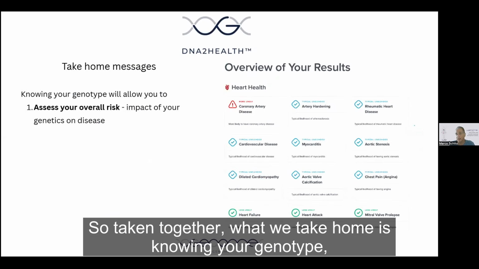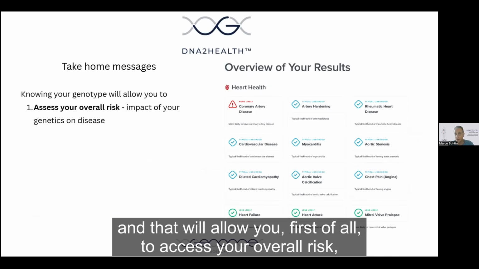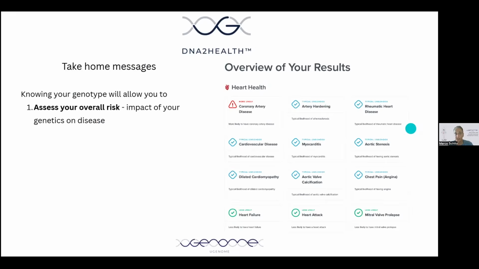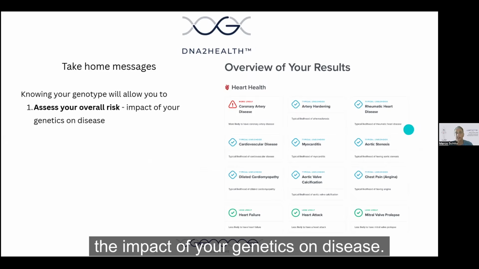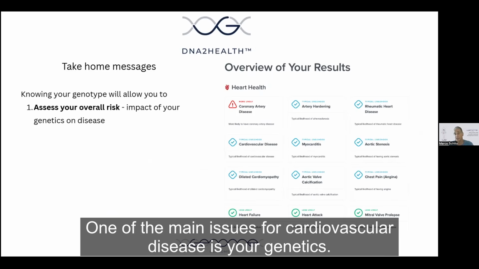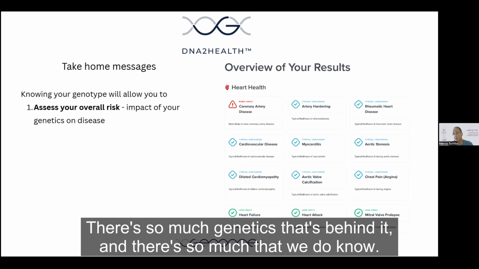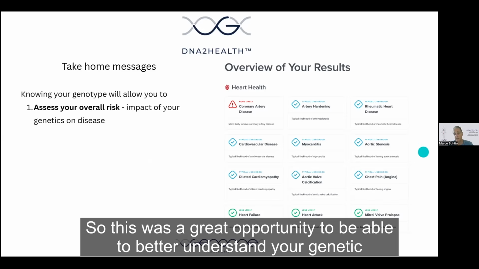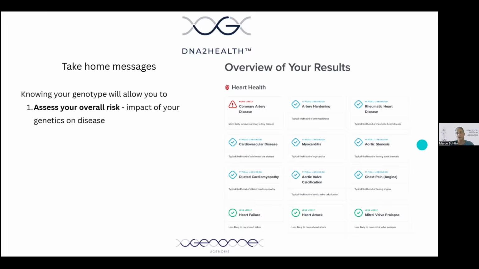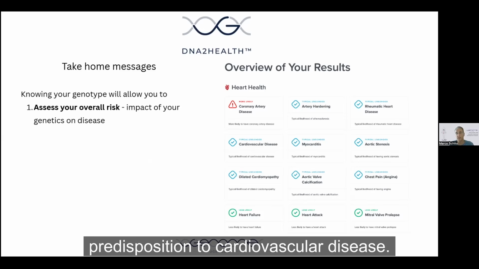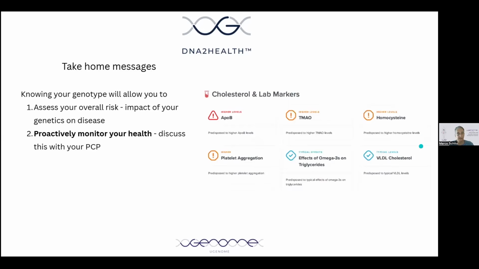So taken together, what we take home is knowing your genotype, and that will allow you, first of all, to assess your overall risk, the impact of your genetics on disease. One of the main issues for cardiovascular disease is your genetics. There's so much genetics that's behind it, and there's so much that we do know. So this was a great opportunity to be able to better understand your genetic predisposition to cardiovascular disease.